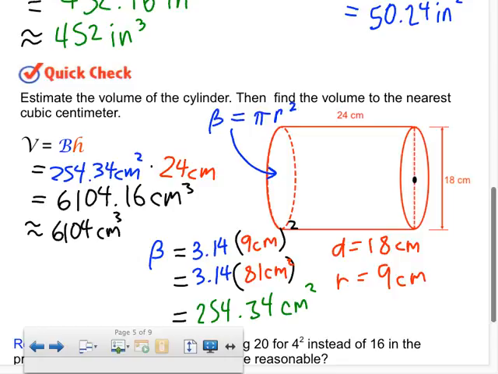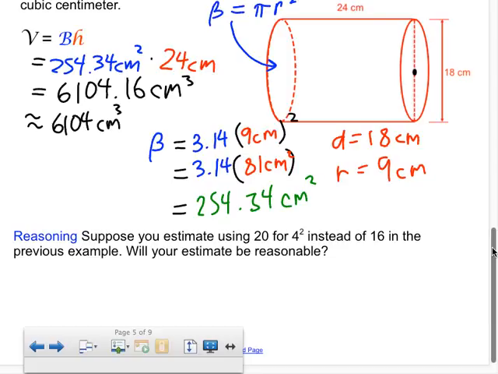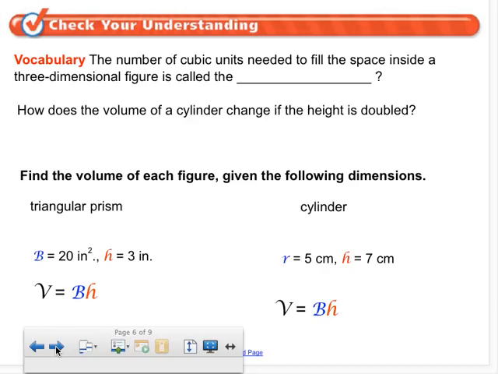Before I got 6,104 and 2,600 because I think you carried and you shouldn't have. That is definitely correct. I'm going to skip this problem. We're going to go to this next page. We're almost done. The number of cubic units needed to fill the space inside a three-dimensional figure is called the what? Volume.